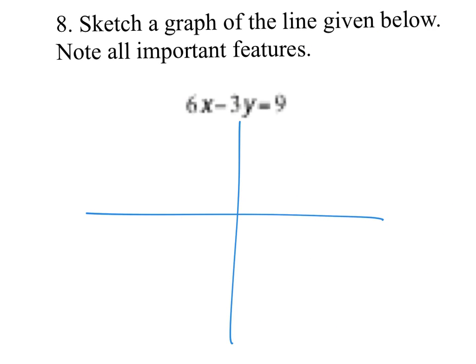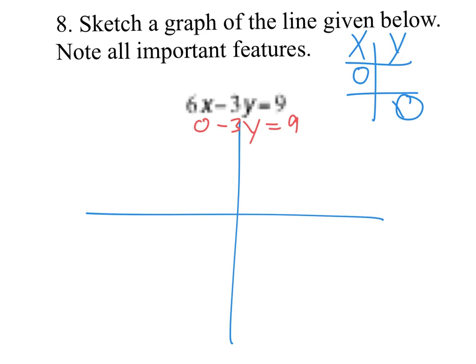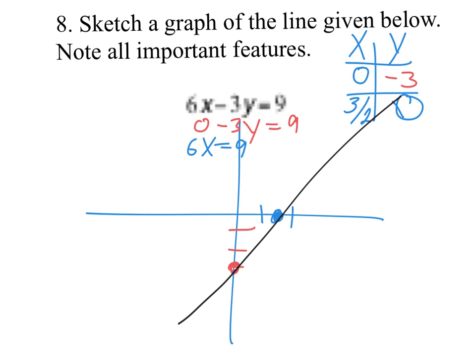Here we're given a line in standard form. That means the best bet for me is going to be plugging in some zeros for x and for y. If I plug in a 0 for x, I've got 0 minus 3y is equal to 9. Y is negative 3. That means we're using the point 0, negative 3. If I plug in 0 for y, I get 6x is equal to 9, which means that x equals 3 halves, or 1.5. So there's that. My line between them goes like that.